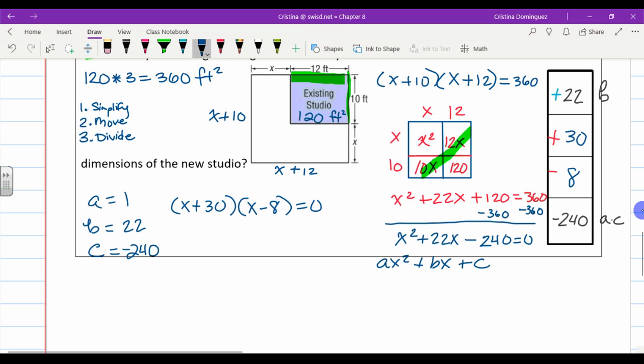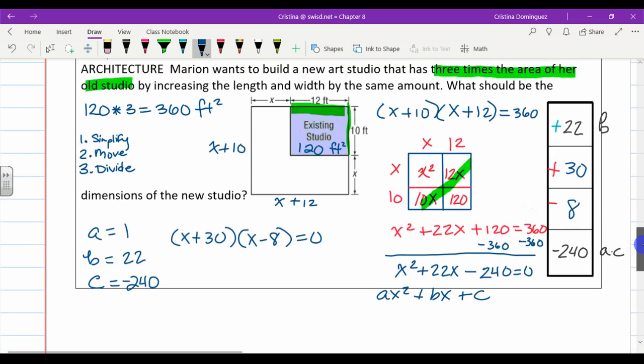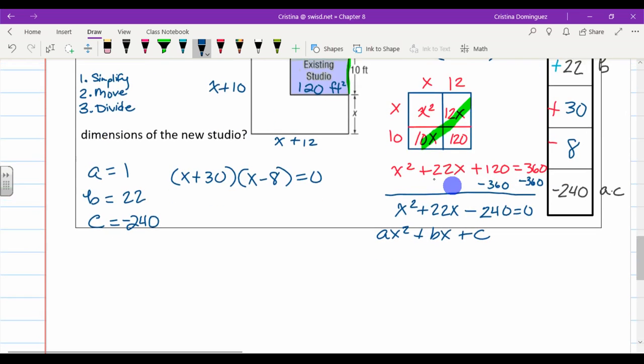Have we answered the question yet? Well, the question is, what should the dimensions of the new studio be? No, we haven't quite answered it yet. So let's go ahead and continue to solve, okay? When I solve, I'm going to split this up into two different problems. I'm going to have one problem, x plus 30 equals 0. I'm going to have another problem, x minus 8 equals 0.